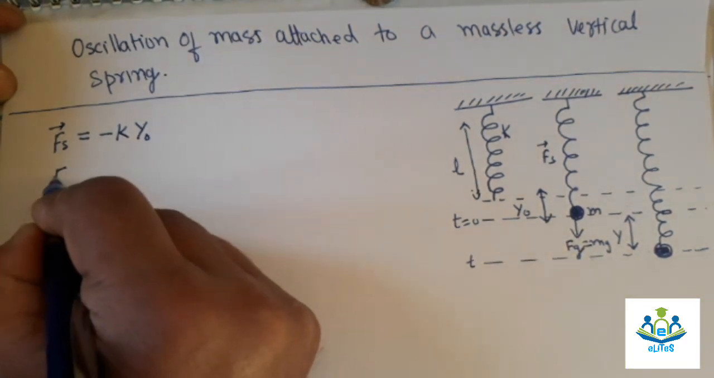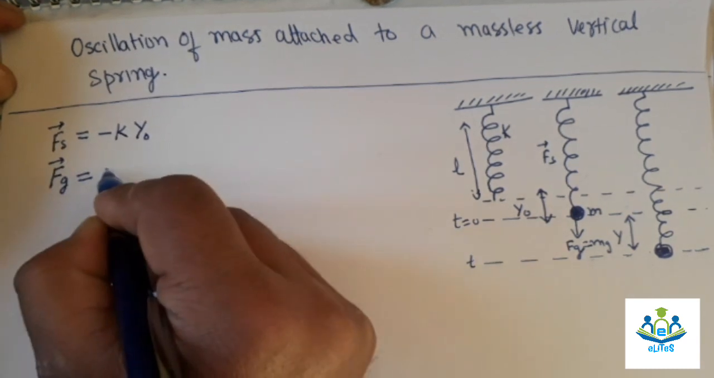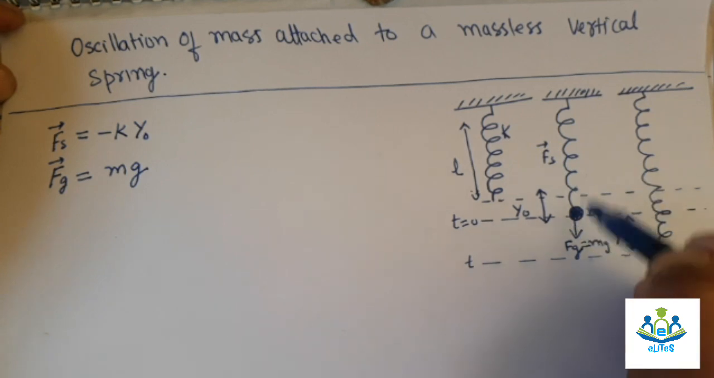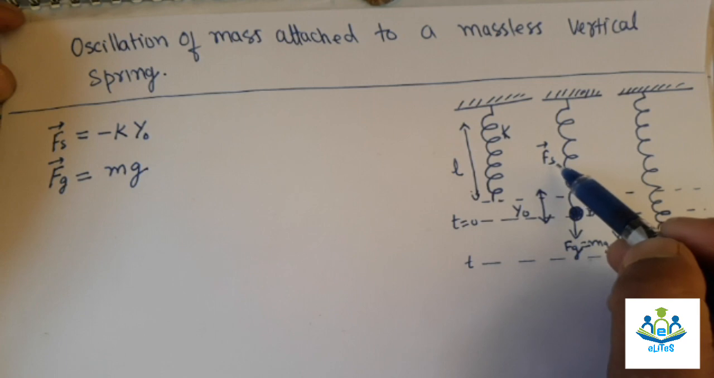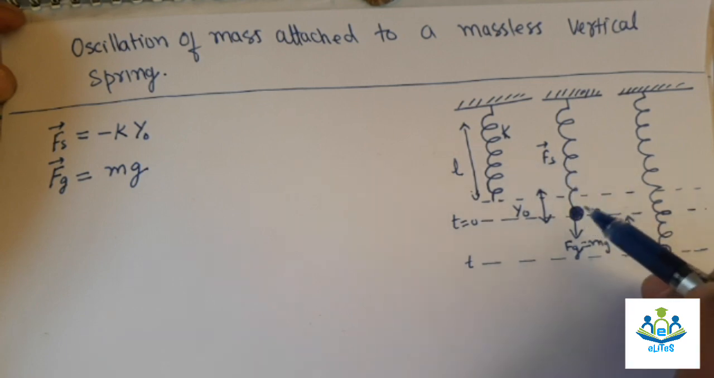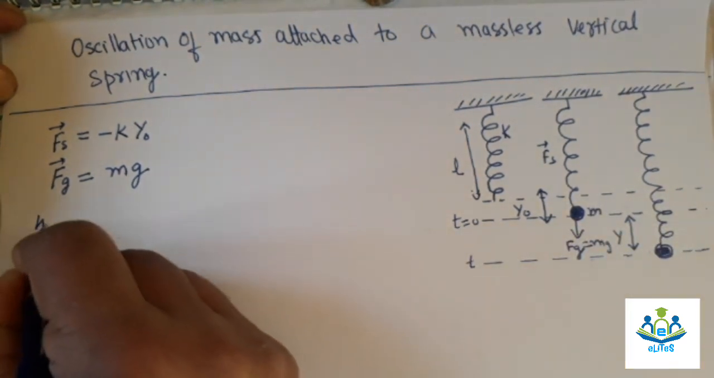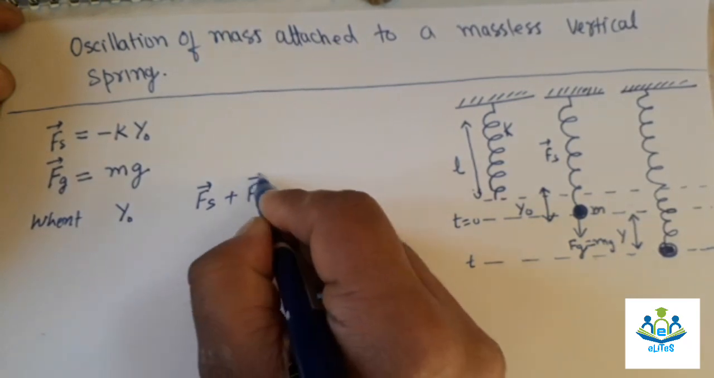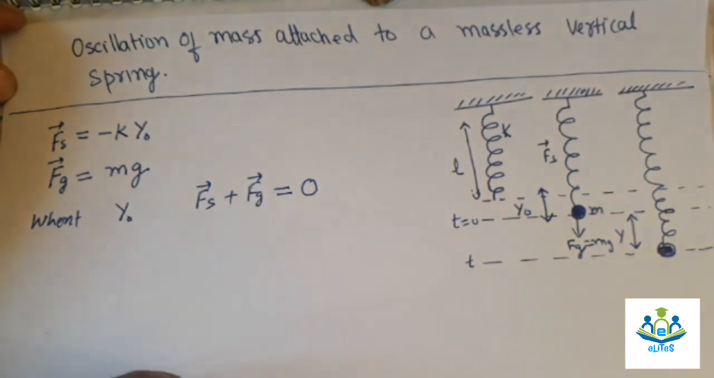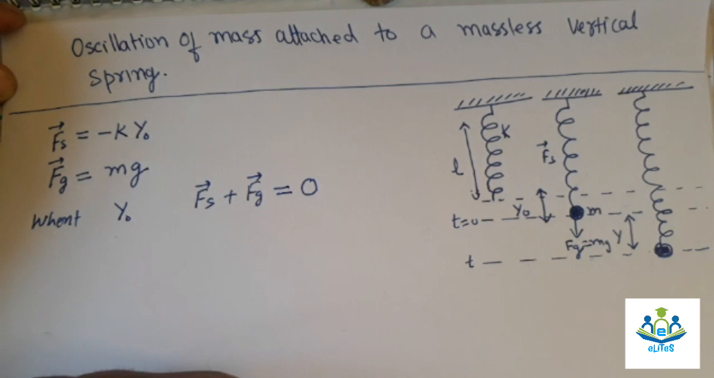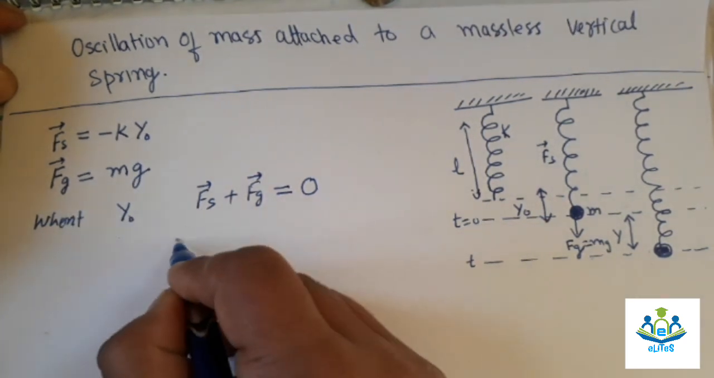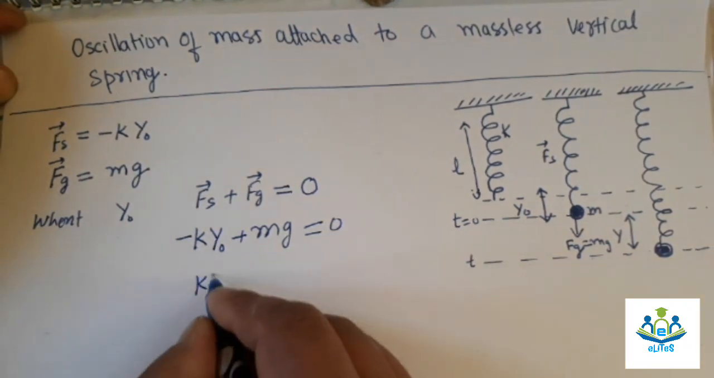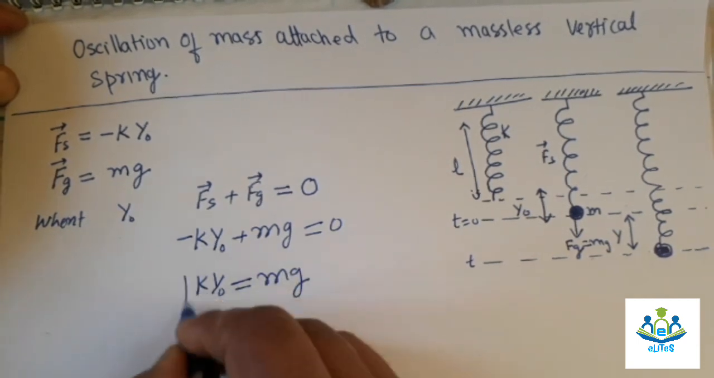Alright, and now if you see the weight in downward direction, this will be mg. This is the restoring or spring force in upward direction, and this is the weight in downward direction. So this spring force or restoring force is developed because of this weight. So what is the net force when this stretch is y naught? These forces Fs and Fg, the spring force and the weight, their sum is 0. They are balanced. The resultant of balanced force is 0. Fs is minus k y naught, Fg is mg, so it is 0, and you can see that k y naught will be equal to mg.